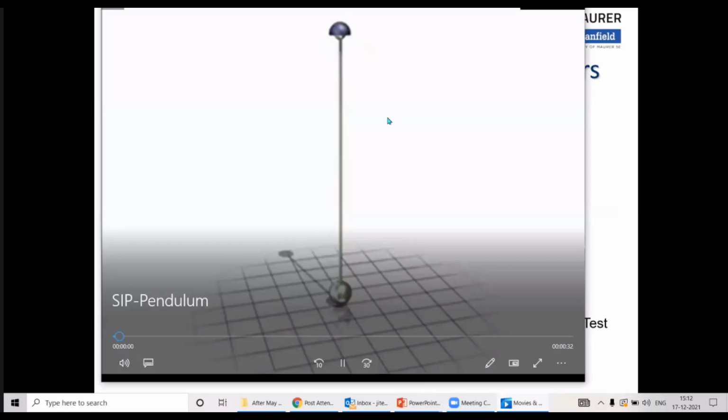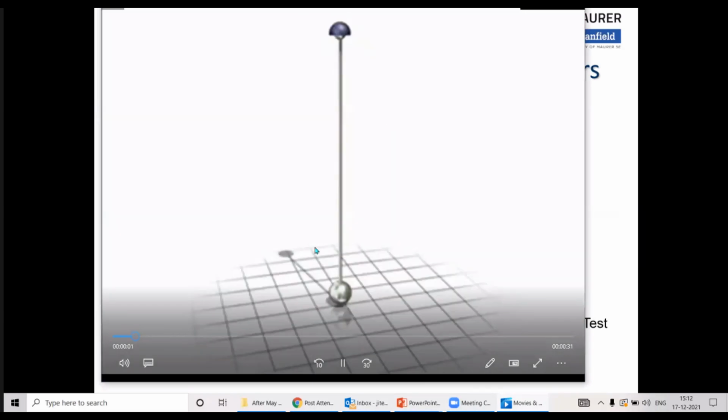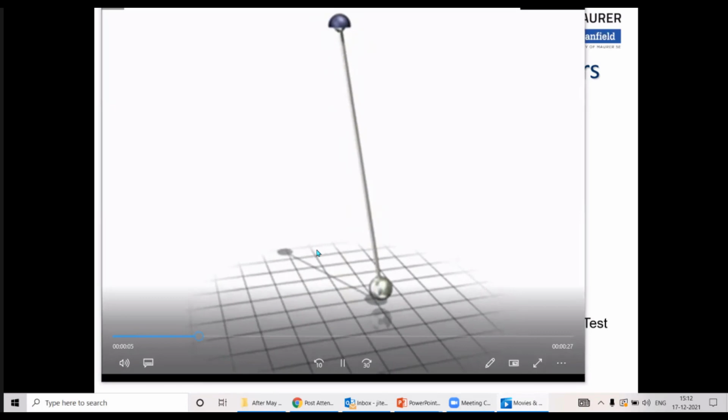The working principle of these isolators can be beautifully understood by this animation.